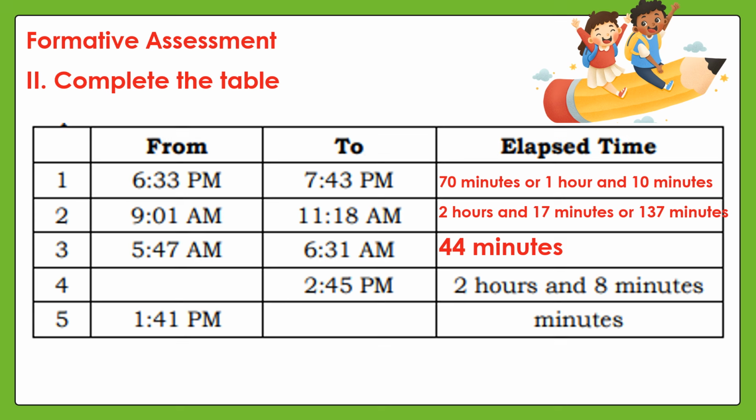Number 4, from 12:37 p.m. to 2:45 p.m., the elapsed time is 2 hours and 8 minutes. Number 5, 1:41 p.m. to 2:40 p.m., and the elapsed time is 59 minutes.